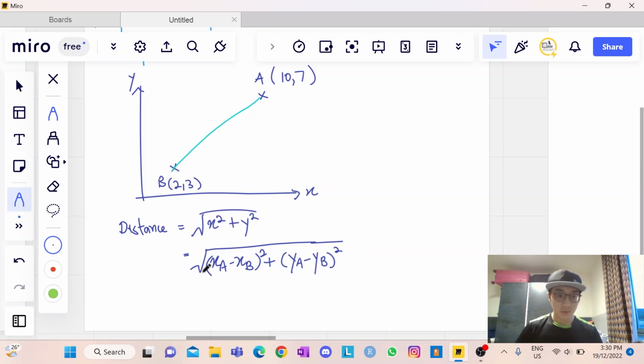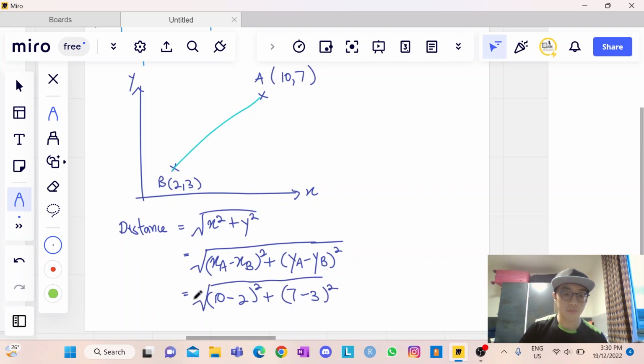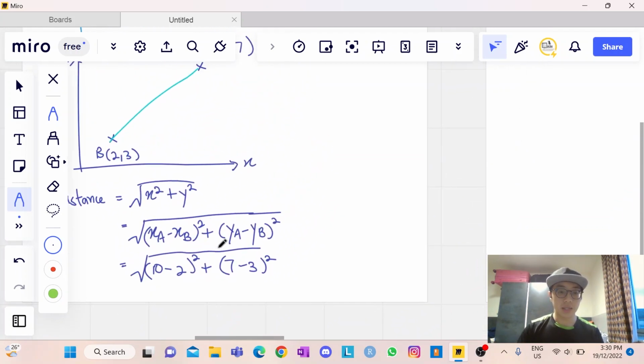Okay, so if we are gonna be looking at the diagram above, x of a is 10 minus x of b is 2, so you will square it, plus y of a is 7 and y of b is 3 squared, and you will square root the whole thing. Okay, and you will be getting an answer of 64 plus 16, then you will get something like square root of 80. Let me double check. 8 squared plus 4 squared. Yeah, square root of 80. All right.